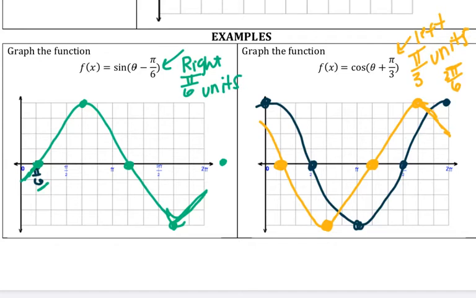I actually am going to go back and draw the original sine graph just so you guys can see. So our original sine graph looks something like this. Alright, and we see that the green graph is a shift of it to the right. Hopefully this helps, and we'll do a couple more examples.